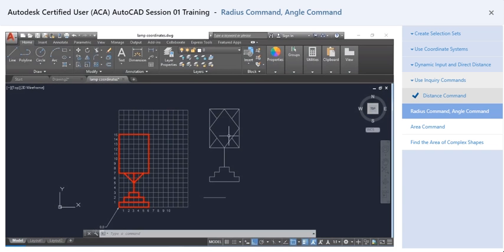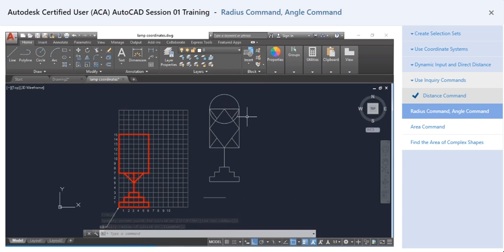This command will give us the diameter and radius of a circle or arc. Since we do not have a circle on our lamp, let's quickly draw one. Type C and press enter, then select the midpoint of the lampshade. Then pick the endpoint to draw a circle.